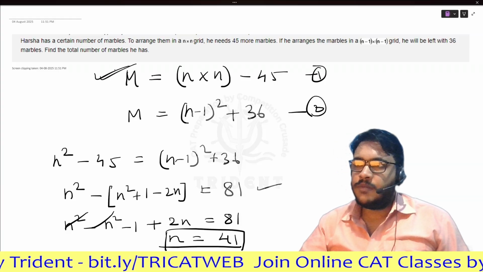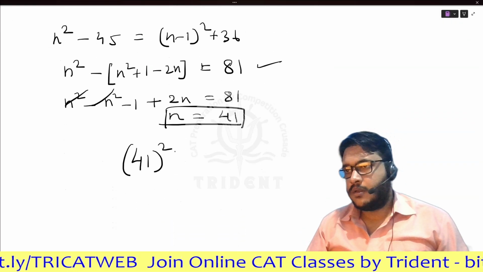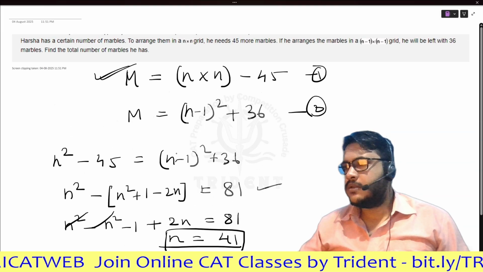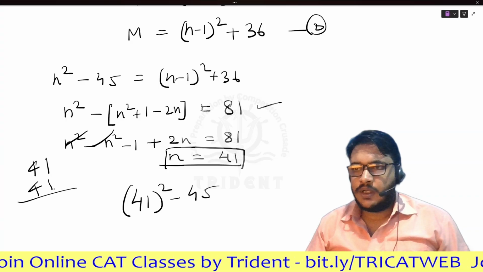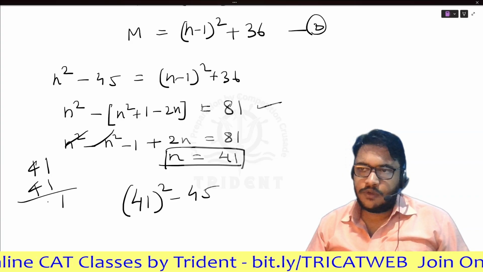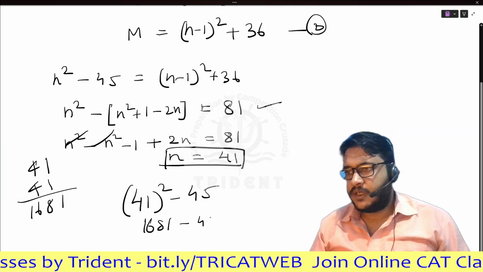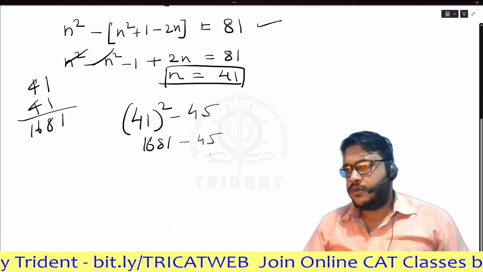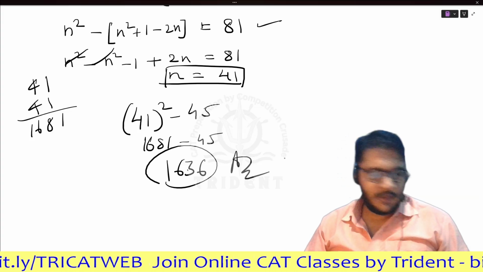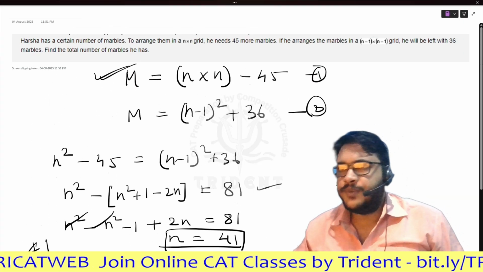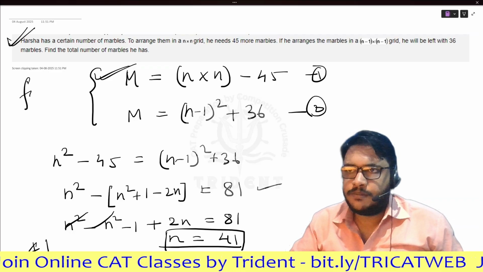So the total number of marbles will be n square, that is 41 square minus 45. So how do we calculate 41 square? Let's do crisscross. 1, 4 and 4, 8, 16, 1681 minus 45. So 1636 will be my answer. Correct? So this was a doable question, not very difficult. All you need to do is just form the equation.